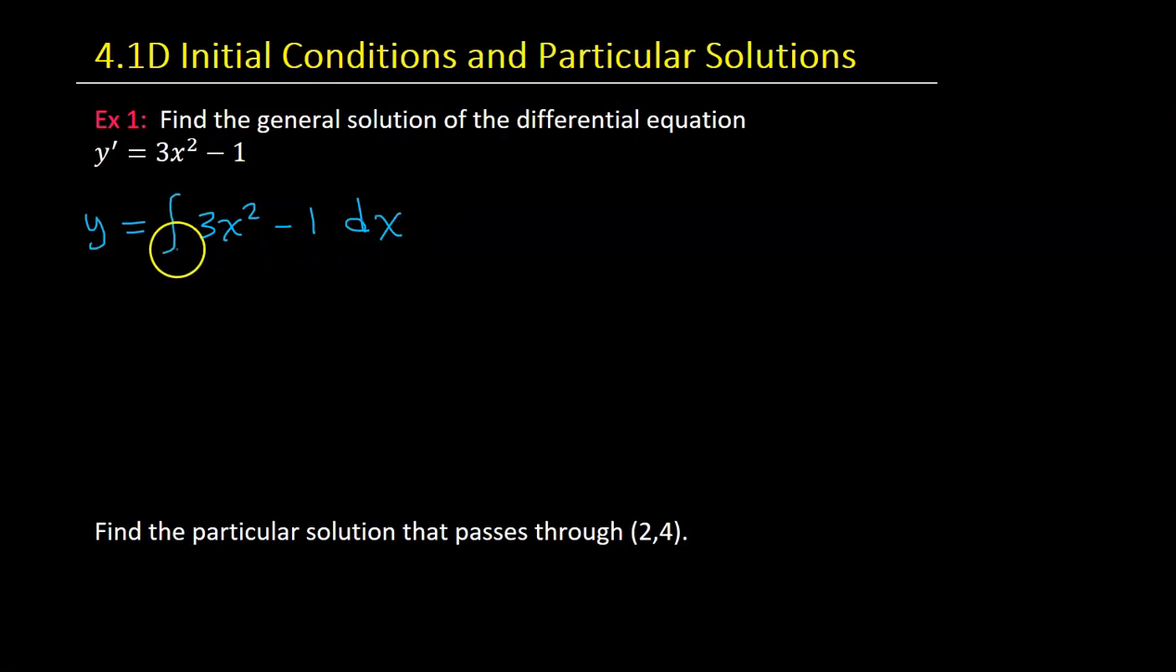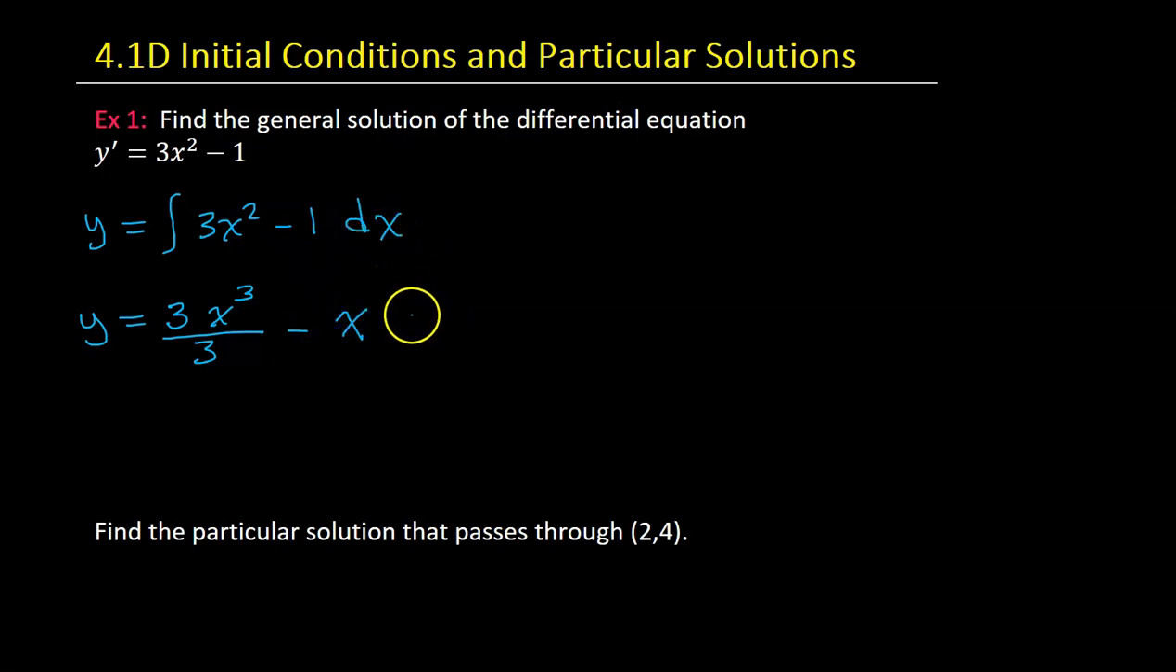We know how to find this. We will simply integrate each term separately. So y equals. For the first term, we're going to leave the 3 alone. Always leave that first constant by itself. We will do the power rule of integration on the x squared part, where we will increase the exponent by 1, making it x to the third power, and then dividing by that new power. So we have this. Now, the integral of 1 is x.